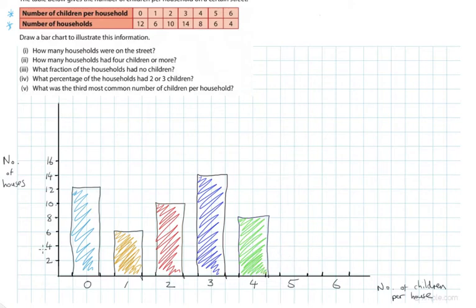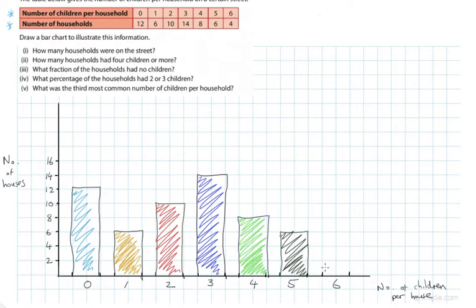All right, and then the next one is 5 kids. So how many houses had 5 kids? 6 houses had 5 kids. And I'll be boring and I'll just do that in black.